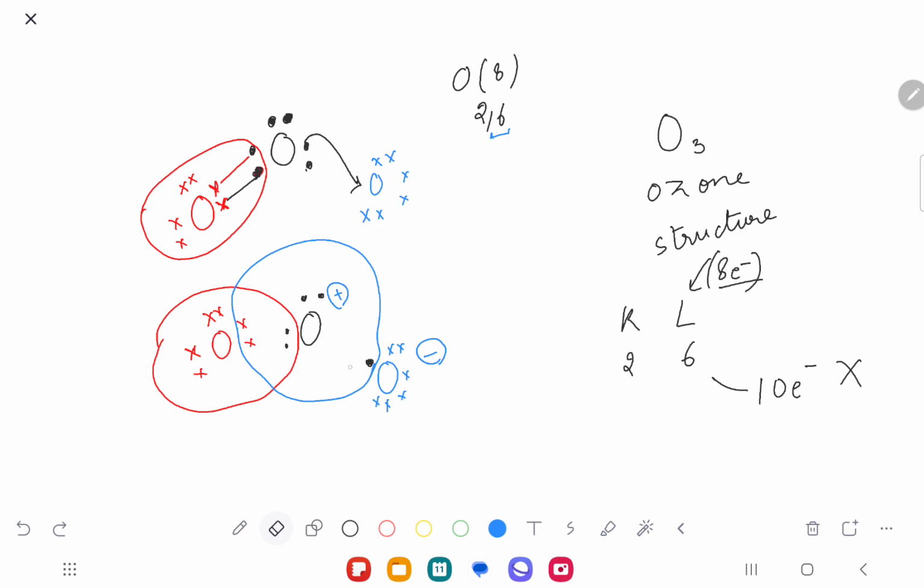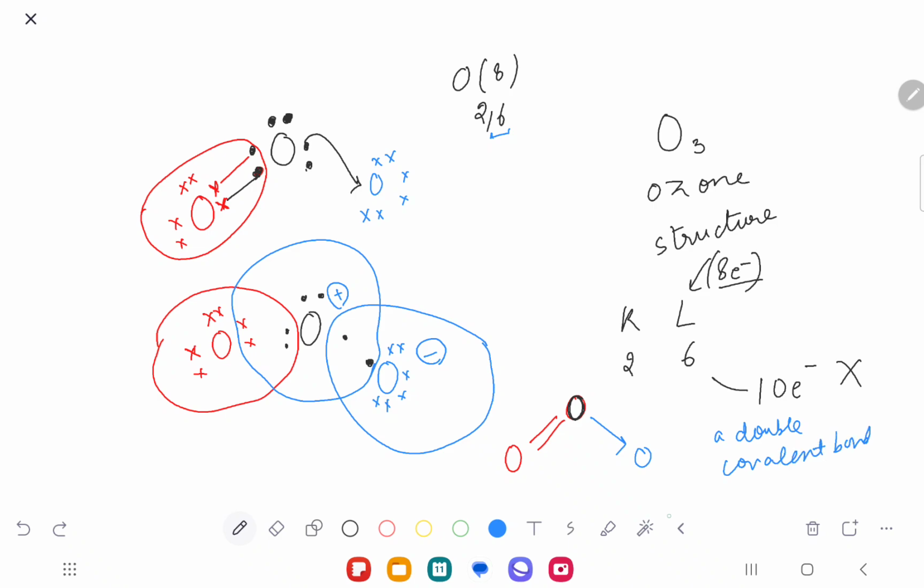You understand? I'm wondering why they don't form three single bonds. Yes, there is a reason behind that. I'll come to that. But do you understand up to this point? So what is the scenario? It is going to be formed like this: O double bond O with a black oxygen, and then there will be a coordinate bond, O single bond towards this. Now you tell me, how many bonds do you see in the ozone molecule? A double covalent bond, and a single coordinate bond. Yes.